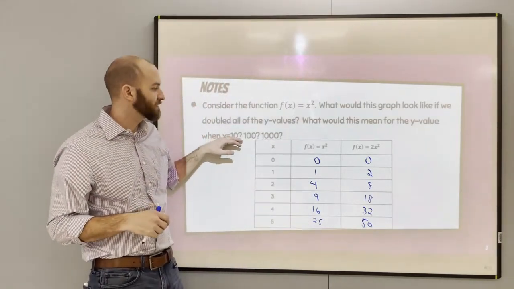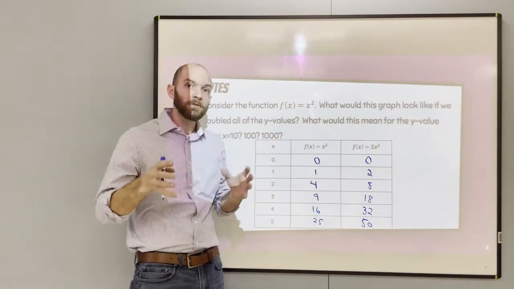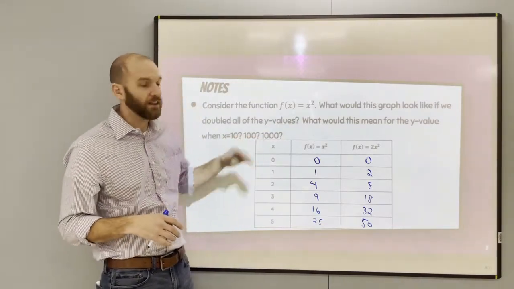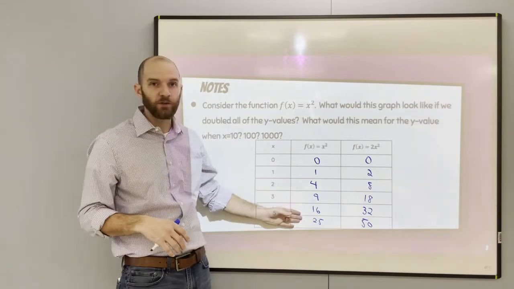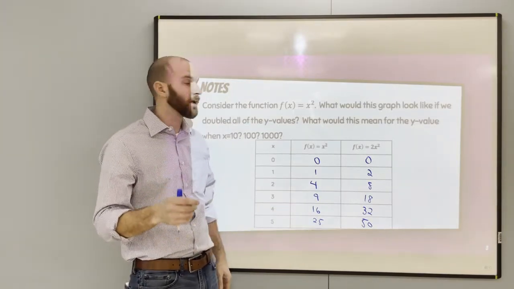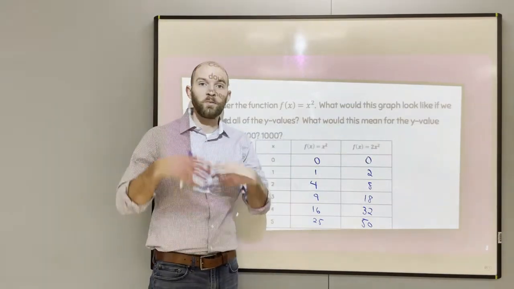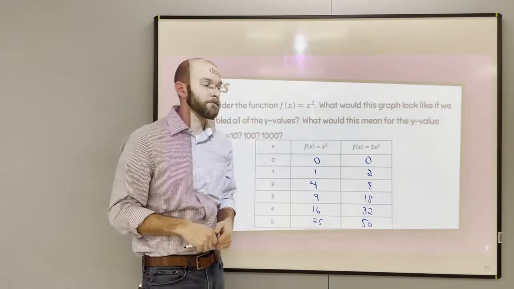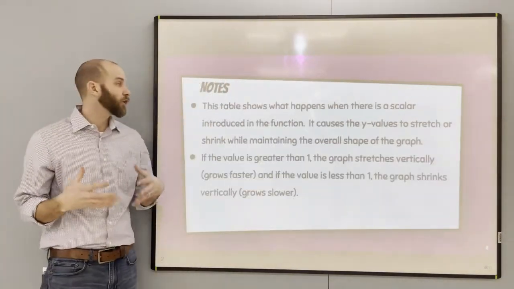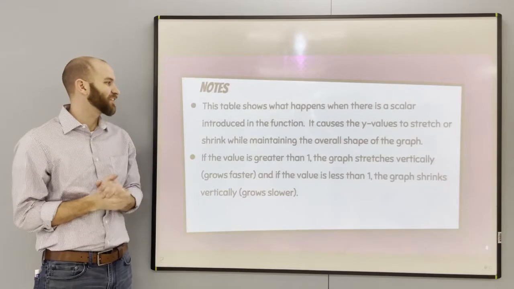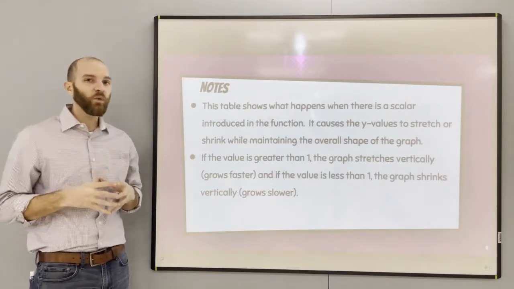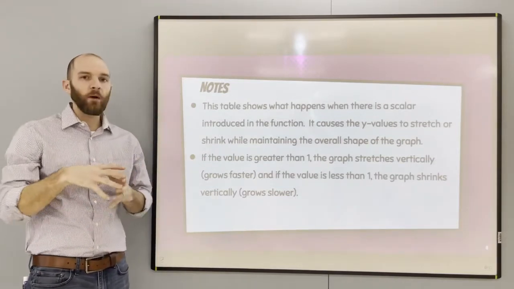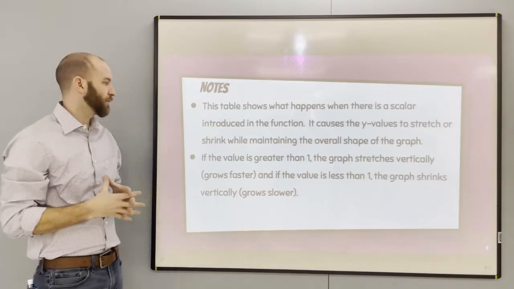Now, when x is 10, we should imagine a much larger number. If x is 100 and 1000, of course our function value here for f of x equals x squared would be very big, but 2x squared would be exactly twice as big. So this table shows us what happens when we introduce a scalar in the function. It causes the y value to stretch or shrink while maintaining the same overall shape of the graph.